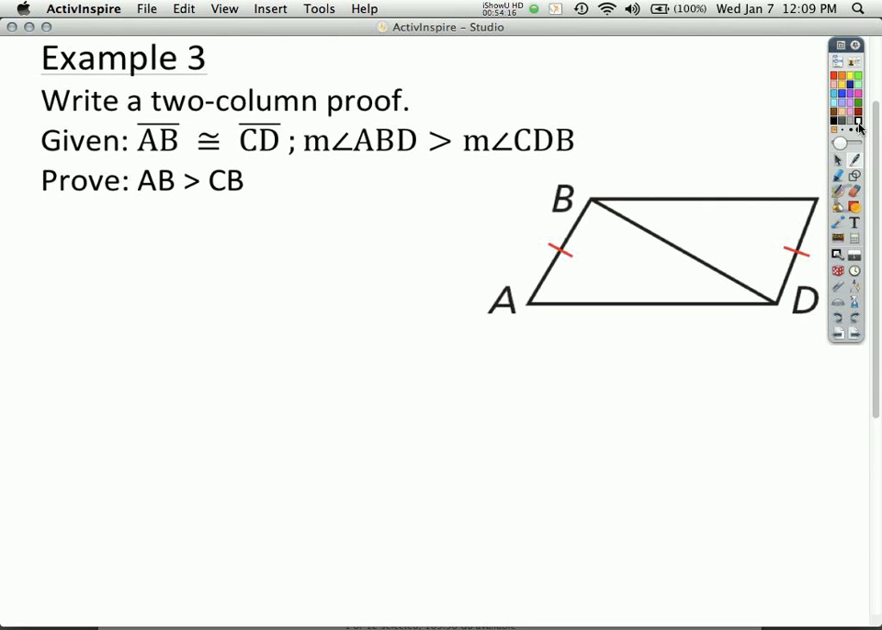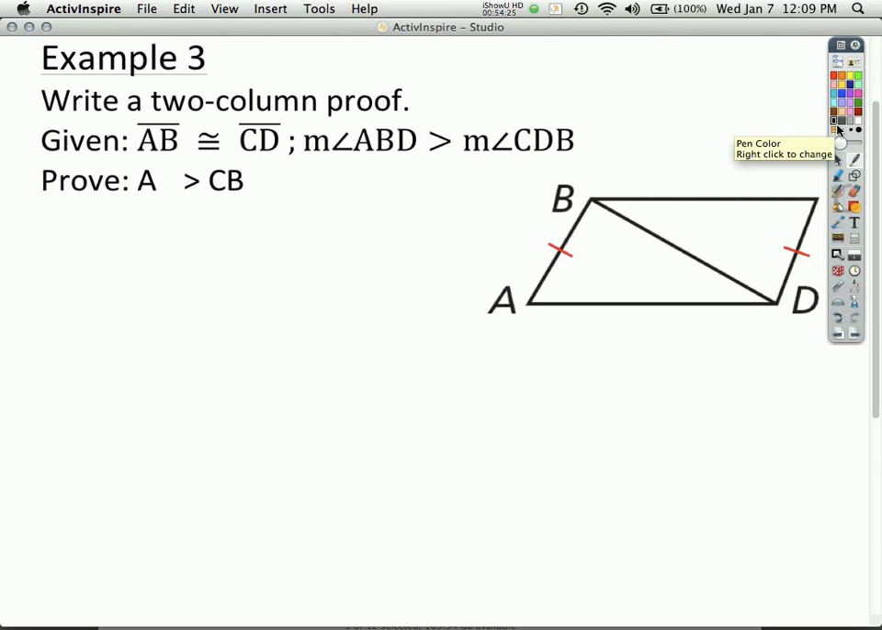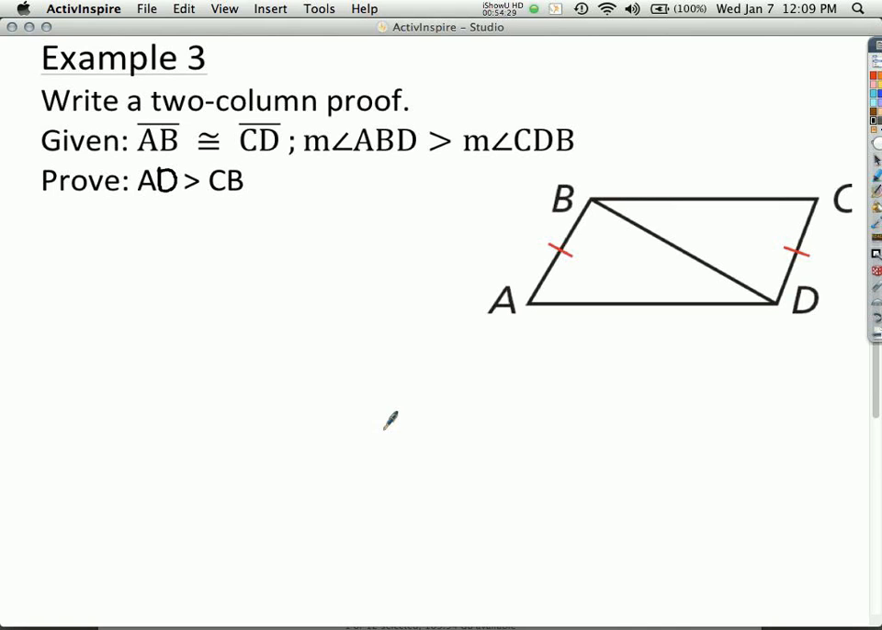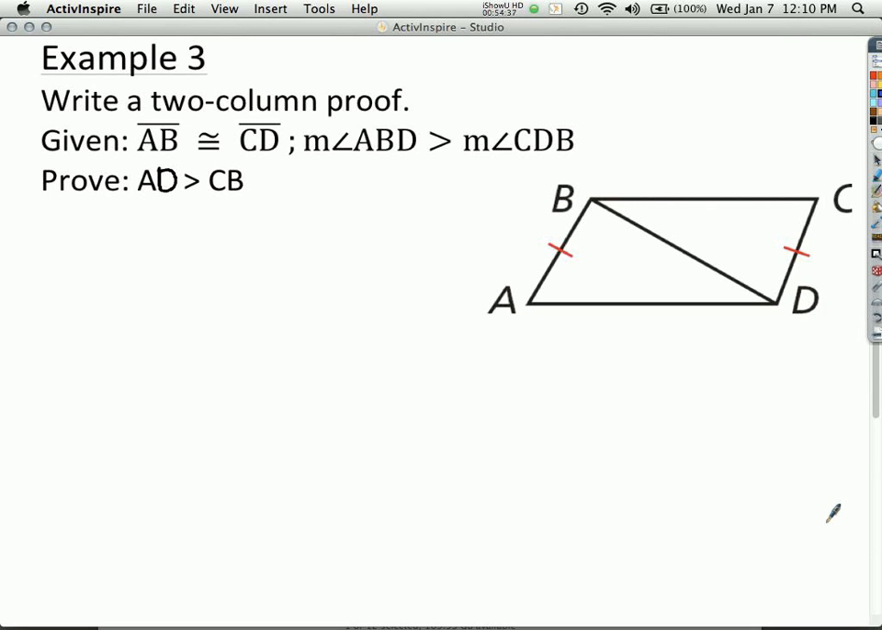And I have a typo here. This is supposed to say AD. Sorry about that. So we want a 2-column proof.